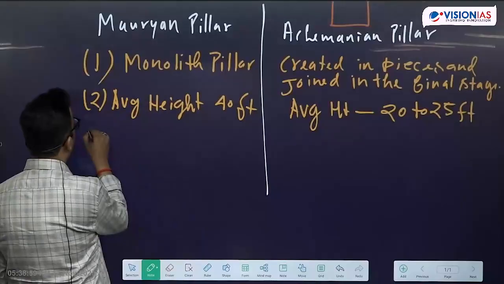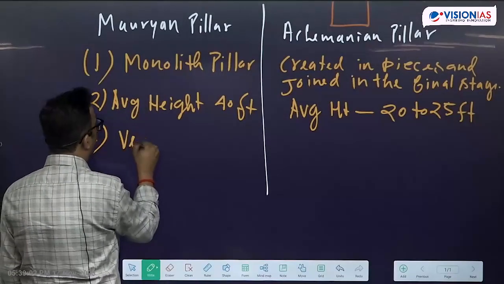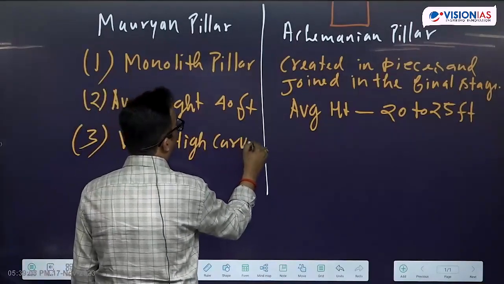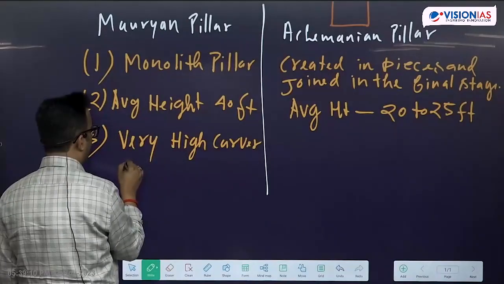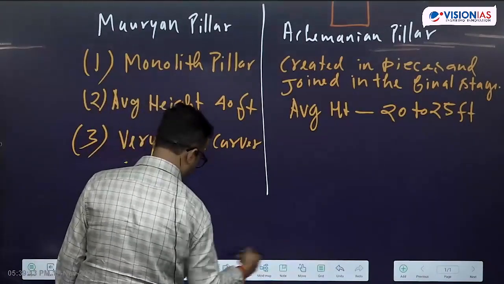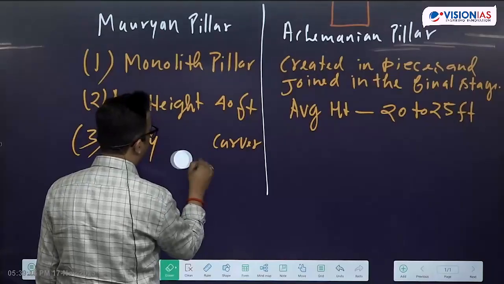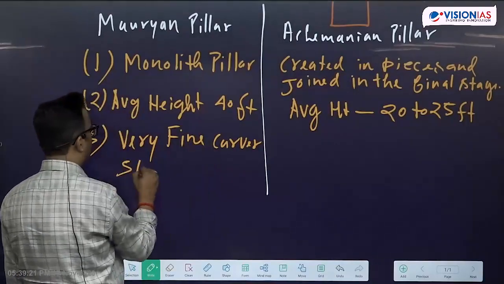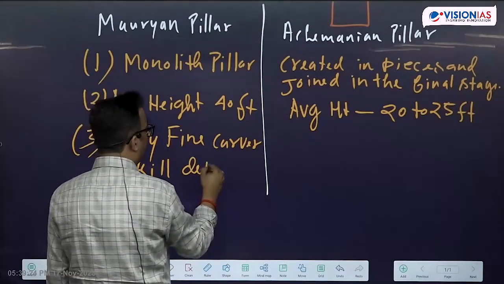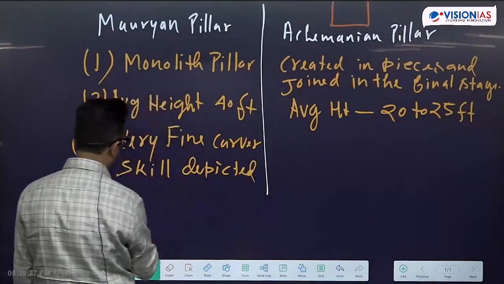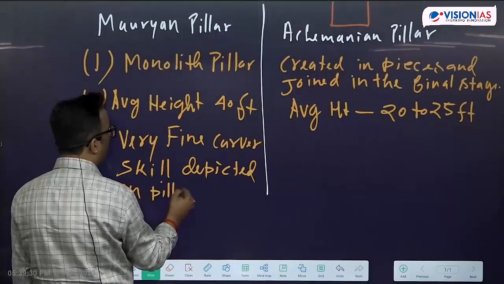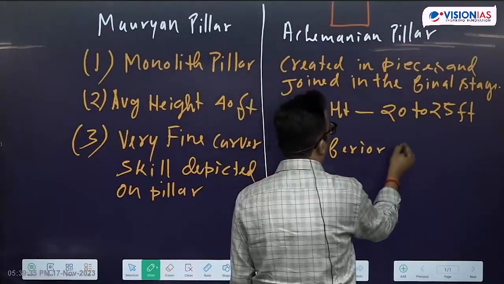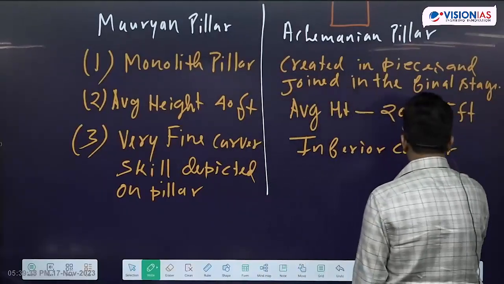Then mention very high carver skill. Not very high, just give me 1 minute. I'll just change this wording. Very fine carver skill depicted on pillar. And inferior carver skill.